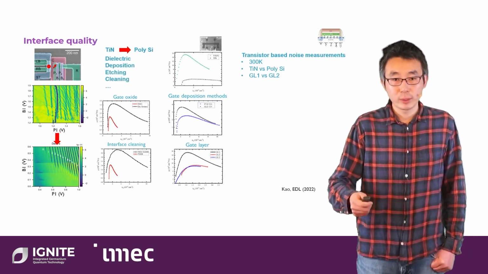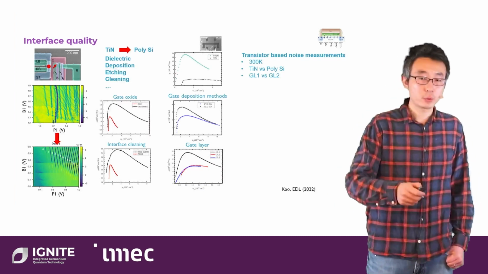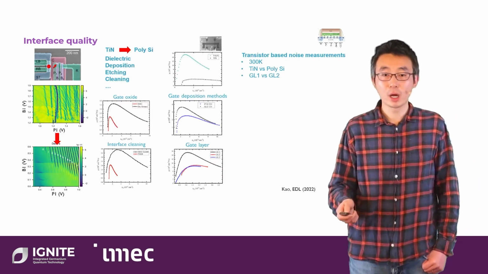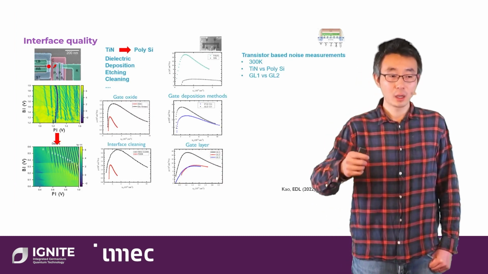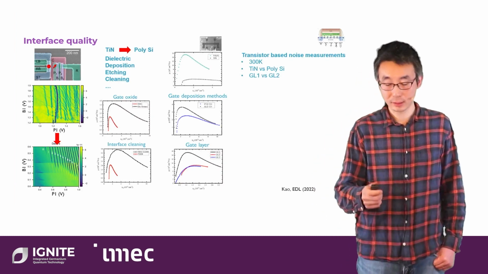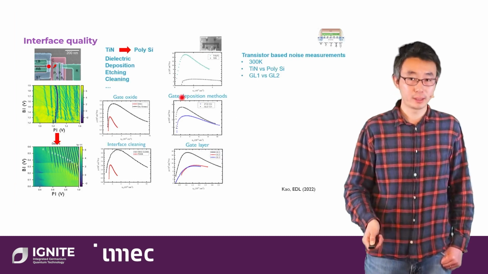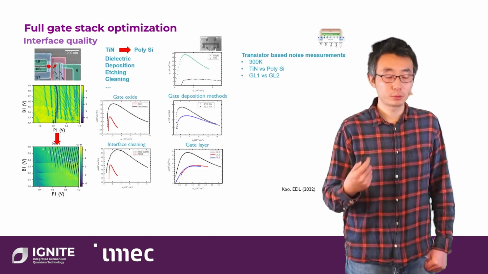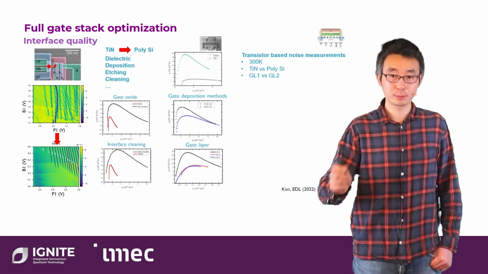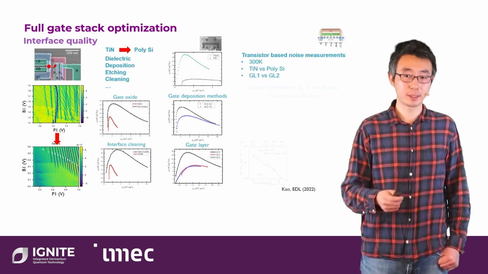So the way to do that is we can change the gating material from titanium nitride into polysilicon, but here we also show that the dielectric, the deposition, the etching, the cleaning, all those fabrication steps do matter, and we can quantify them by the Hall bar mobility, and we can see a clear difference. So that means to achieve good qubit performance, we really need full gate stack optimization.